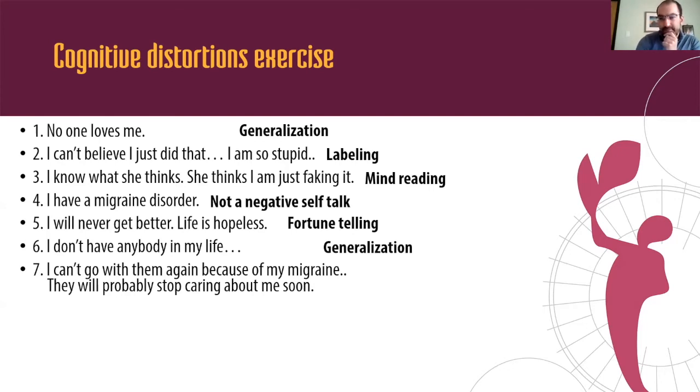What part is the cognitive distortion and what part is not? Fortune telling, wonderful. Now, I also want you to look at the sentence, because the first part, "I can't go with them again because of my migraine," might be true. It might be that I had a migraine before, I'm having a migraine now, and now I can't go with them. So that part is an actual fact.